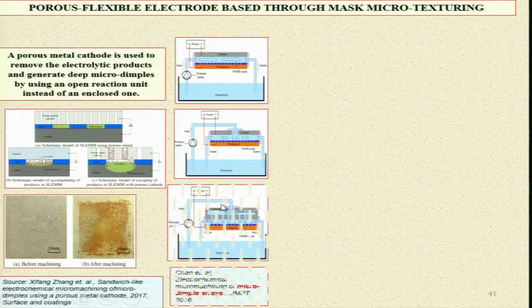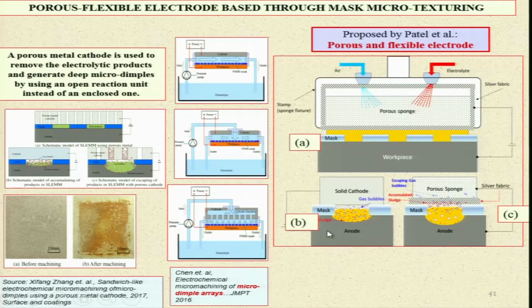So these are the different arrangements that have been shown over here. Chen et al. have proposed electrochemical micromachining of micro dimple arrays. Now here you are able to create the micro dimples. The mask is there, these are the holes in the mask, and this is the workpiece, and electrolyte is coming, and the tool is connected to the negative terminal, the workpiece is connected to the positive terminal.